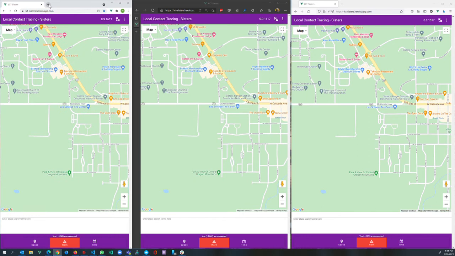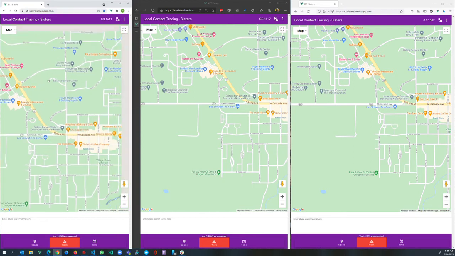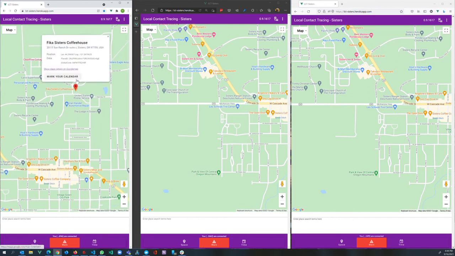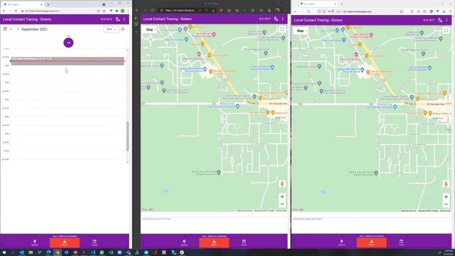And what we're going to do here is have the first 2 people share a space, and then the second and third person will share a different space, and we'll see how the alerts are handled properly. So let's say this one person goes to the Fika coffee shop here in Sisters. We mark our calendar. It defaults to the current time. We're going to go ahead and log it like we went into the store.